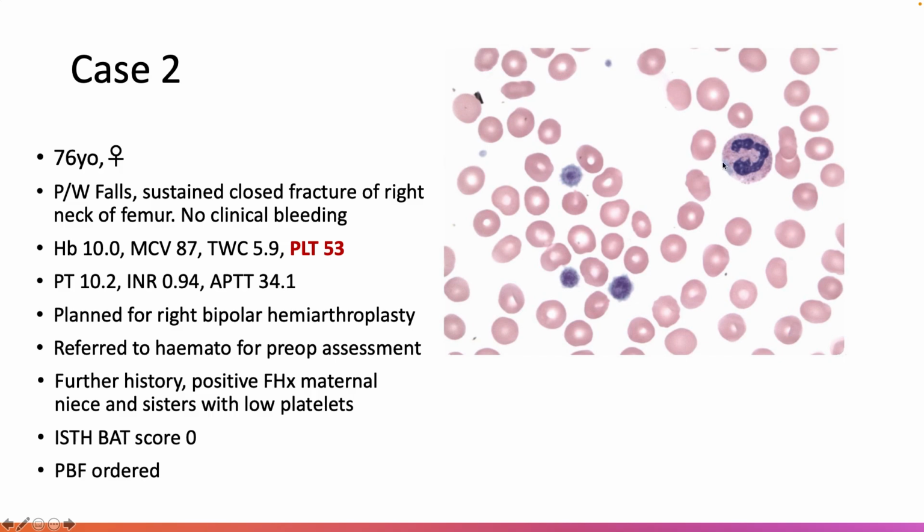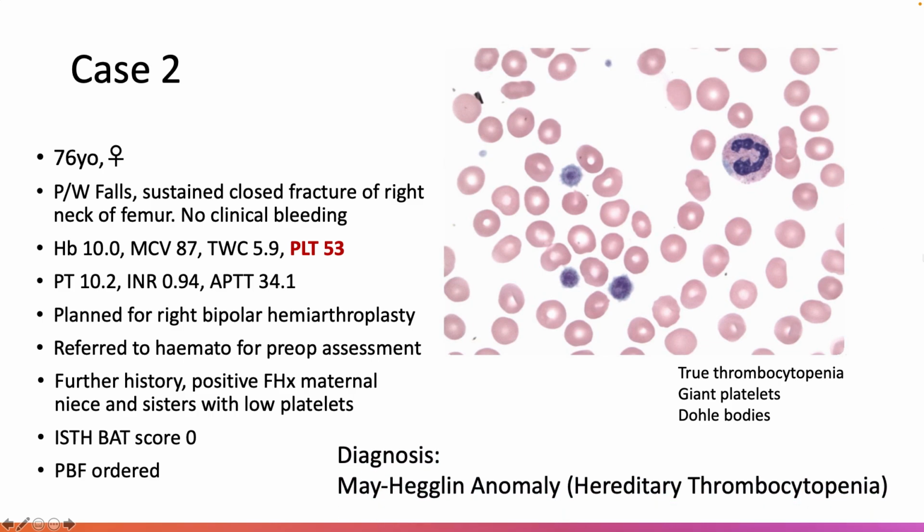And the third thing perhaps is the clue of this. What is this? That seems to have some inclusion in the white cell. This is what we call Dohle body. Okay, so if you have this triad of true thrombocytopenia, giant platelets, and also Dohle body, this is a condition that we call May-Hegglin anomaly, or in short, it's called hereditary thrombocytopenia.